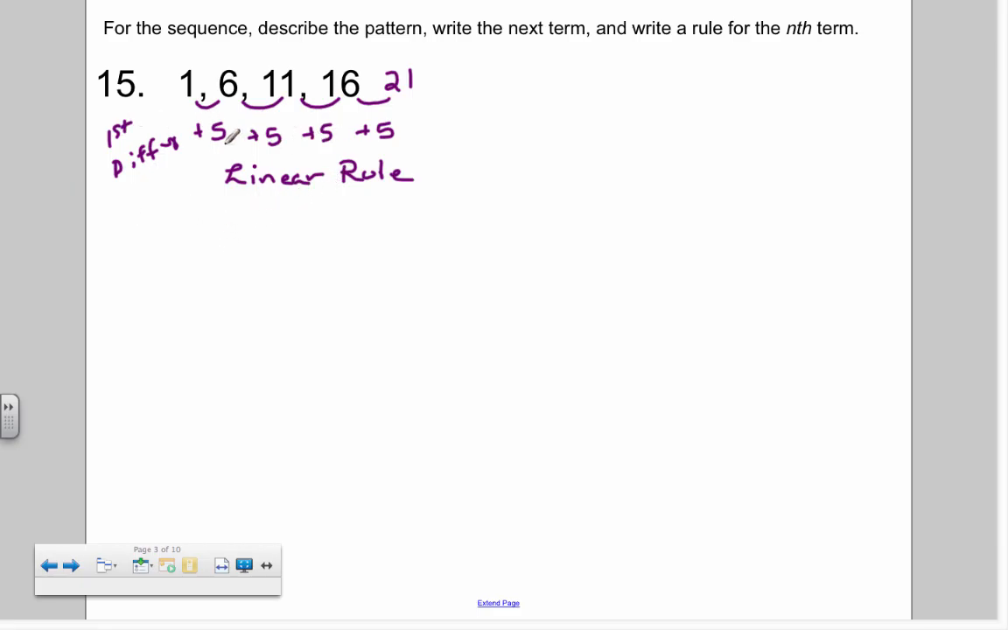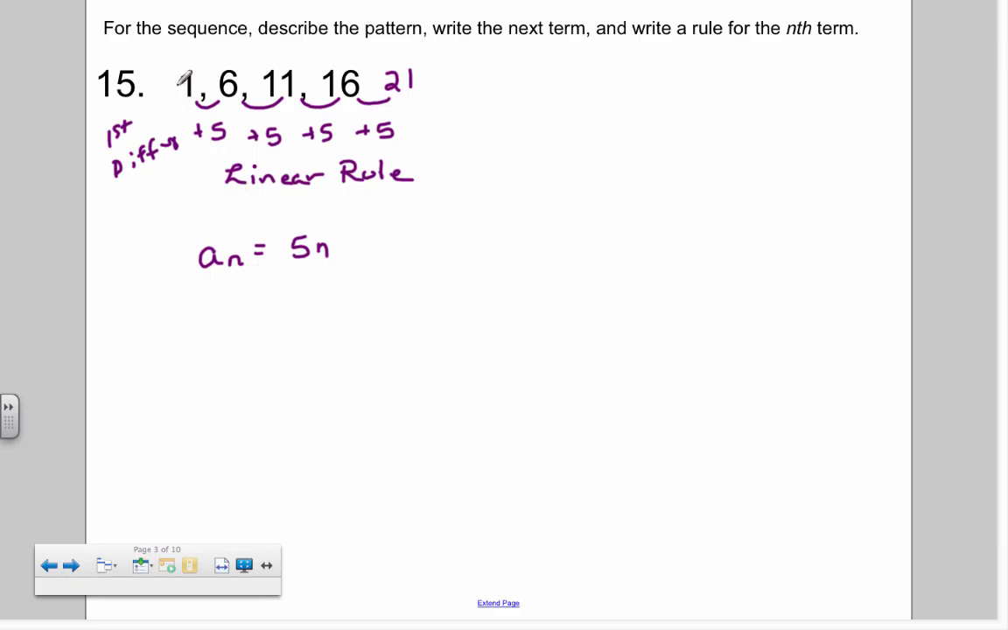But the nice thing about linear rules is that I can take what that constant difference is and multiply it by my n. I know that's going to be a part of my rule. So I know it's going to be a sub n equals 5n, and then maybe I have to adjust that some more. But I know for sure I'm going to have 5n in there somewhere.